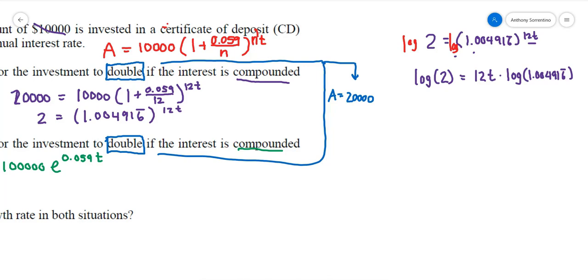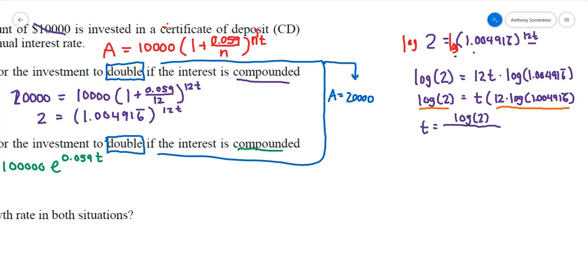I want to solve this equation. Out of this, I can actually factor out a t and say t times 12 times the log of 1.004916 repeating. Recognizing now that all of this is just going to be a number, I basically have a number equaling t times some other number. So obviously to solve for t, I'm going to divide both sides by that 12 times the log of 1.004916 repeating. So I would have this.